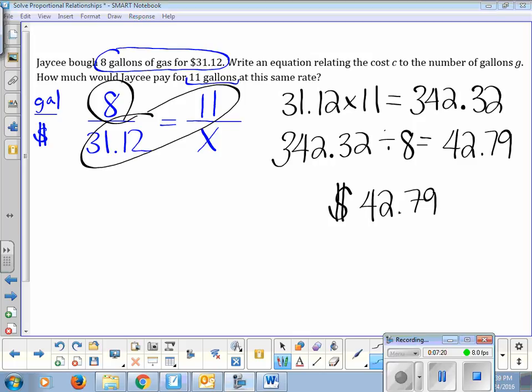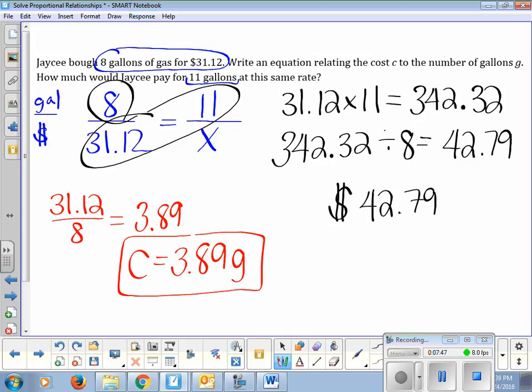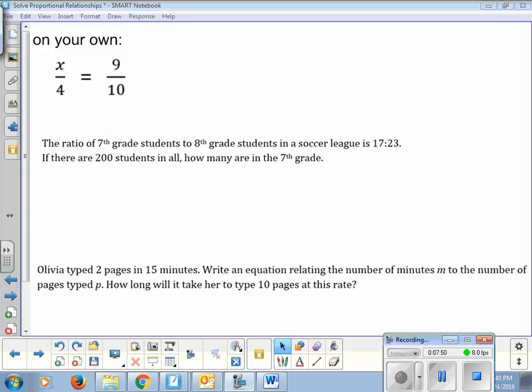So to write an equation, we're going to find our unit rate. We're going to do $31.12 over 8 and divide. Okay, when you divide, you get 3.89, which means it's costing $3.89 per gallon. So $3.89 times your gallons is going to give you your cost. Okay, go ahead and try the 3 on your own questions.